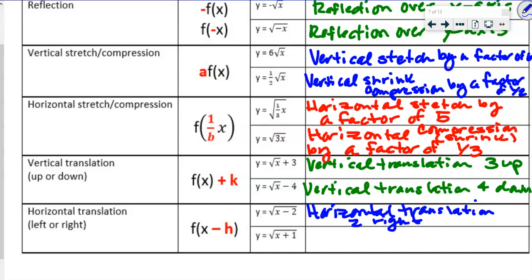So what about the last one then? This is also going to be a horizontal translation. And this one's going to be what? 1 left, or 1 unit left.